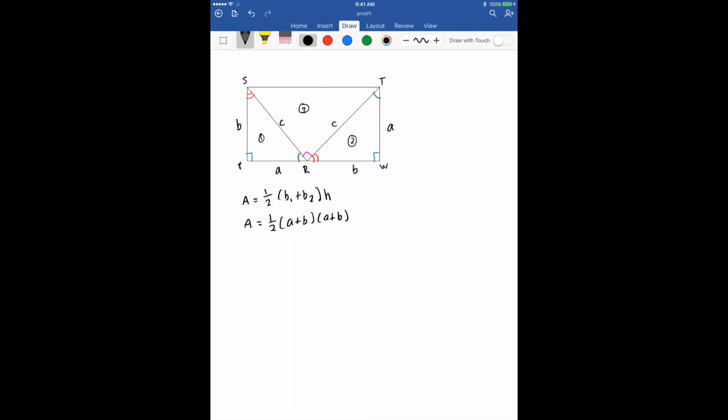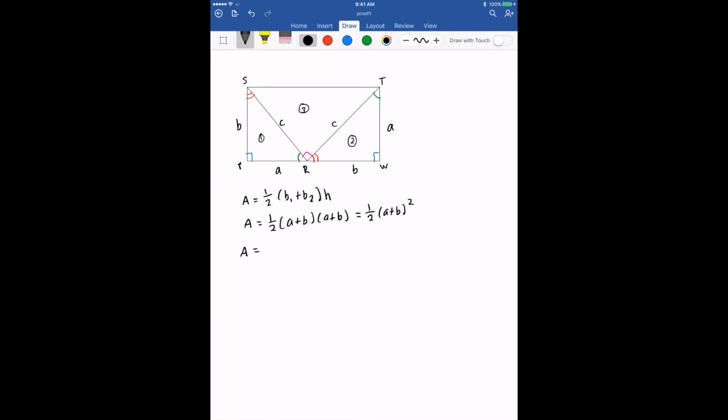Now, we know that this is going to be equal to half of a plus b squared. Also, the area is going to be equal to the sum of the areas of the three individual triangles inside of the figure. So we're going to use the formula for the area of a triangle to sum up the area of the total figure.